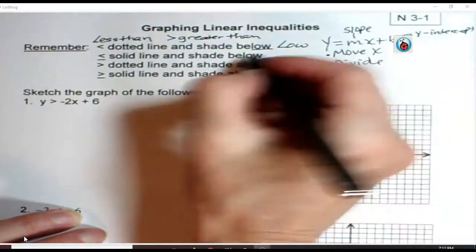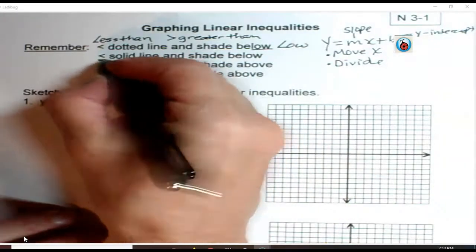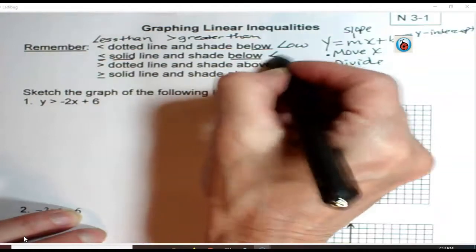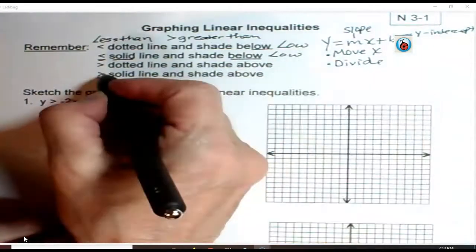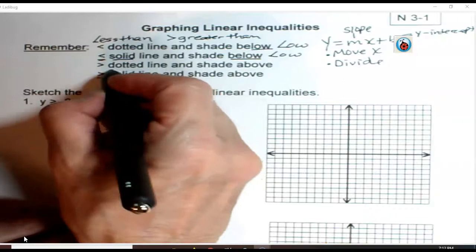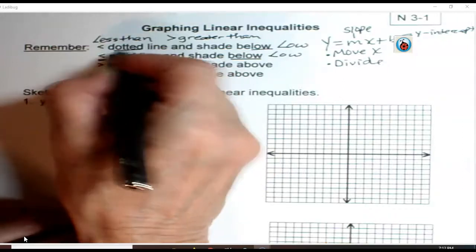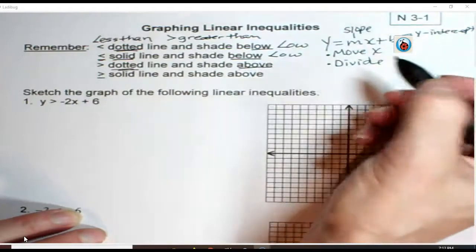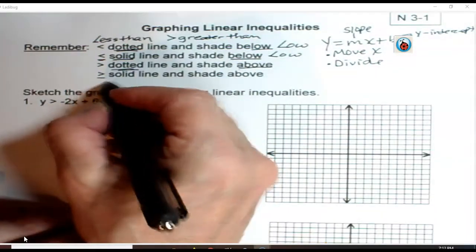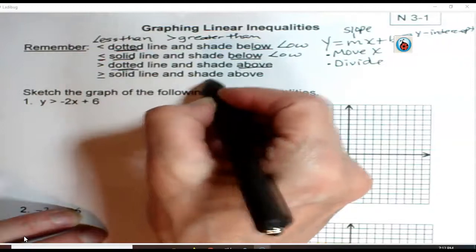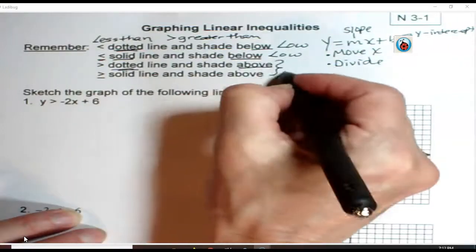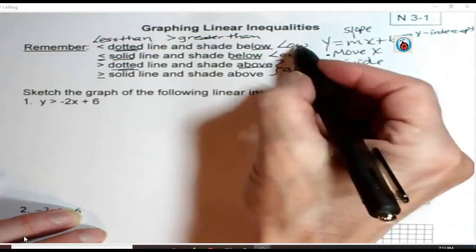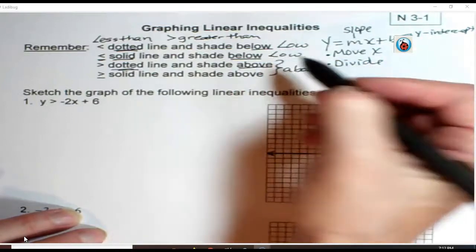Okay, same thing with less than or equal to, except that it's a solid line, shade below. If it's a greater than without the line, it's dotted, and you shade above. If it's greater than or equal to, solid line, shade above. So these two here, greater is above. Less than is below.